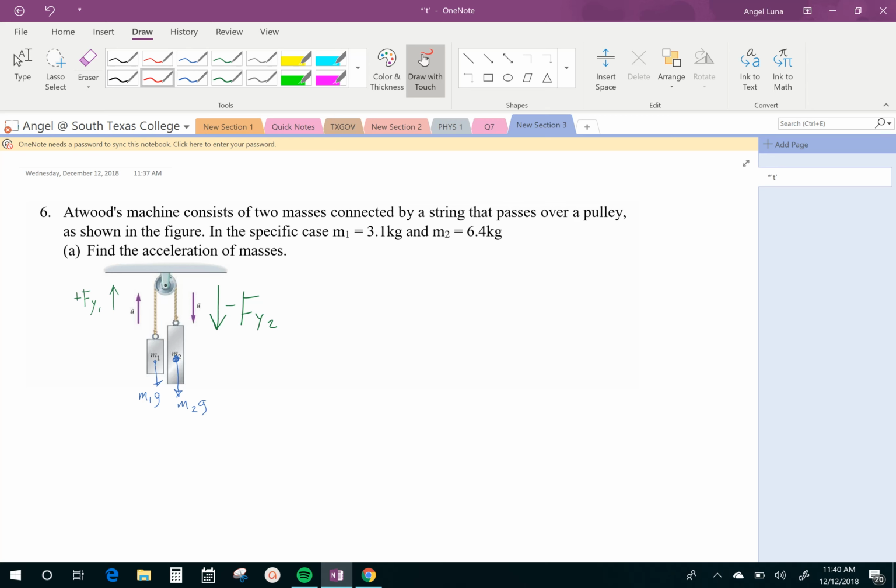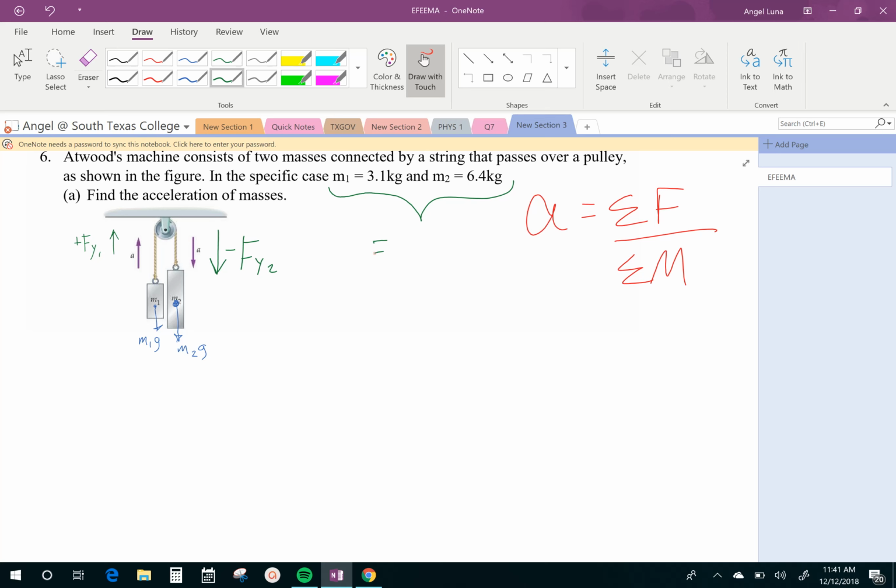Consider Newton's law of force. Sum of the forces equals the sum of the masses times acceleration. And if we're looking for acceleration, we'll just move these variables around. We'll get acceleration equal to the sum of the forces over the sum of the masses. The sum of these two masses is going to equal 9.5 kilograms.